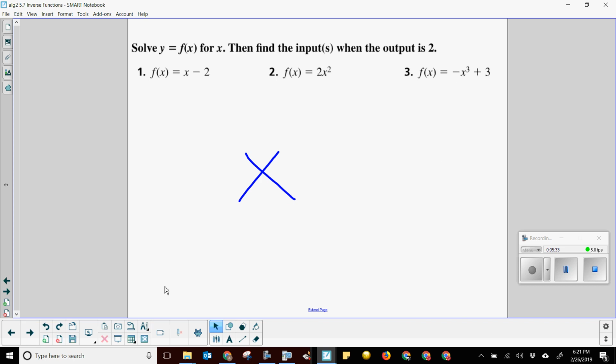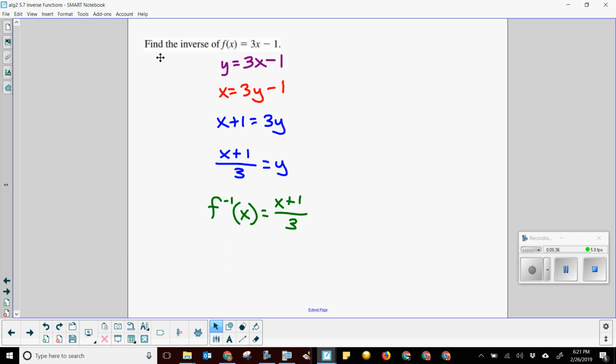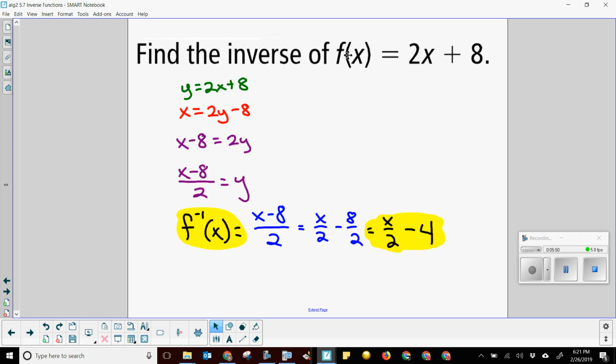You could try these if you want. I just skipped this page because they got a good idea. So now it will say find the inverse of what's happening here. Well, switch to y, x and y swap, add 1, divide by 3, mark it as an inverse. These were not too crazy. Find the inverse here. Just be careful because x minus 8 over 2, this is great, but you got to understand that they're basically two separate fractions, and this guy right here definitely reduces. So this would not quite be your final answer.